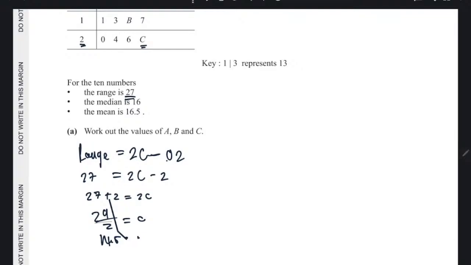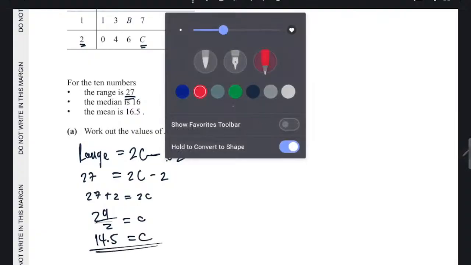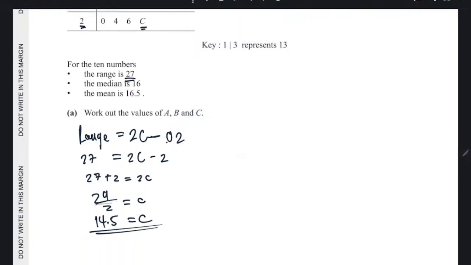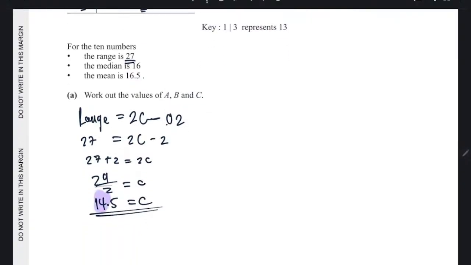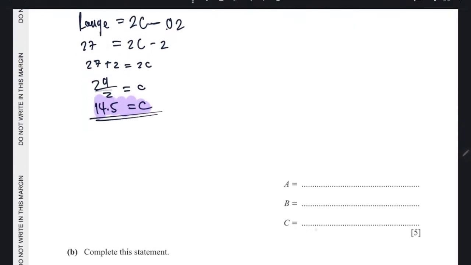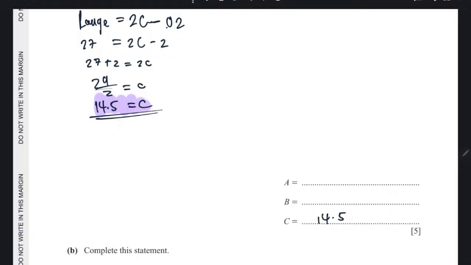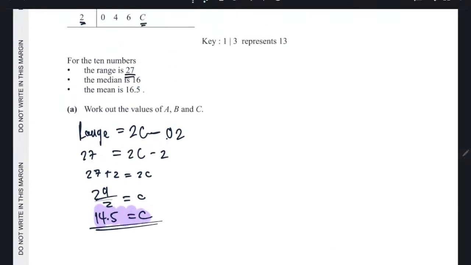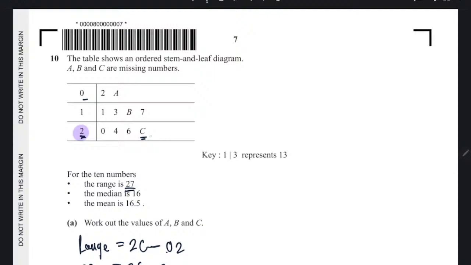You said 14.5. This is C. You soldier on, guys. Sleeping is not a crime. Falling asleep is the crime. Isn't it what we have just done? So we have our C, 14.5, from knowing what range is. Range means the biggest value, which is 2C, minus the smallest value, 0.2.